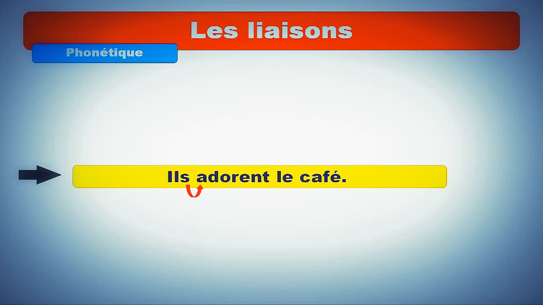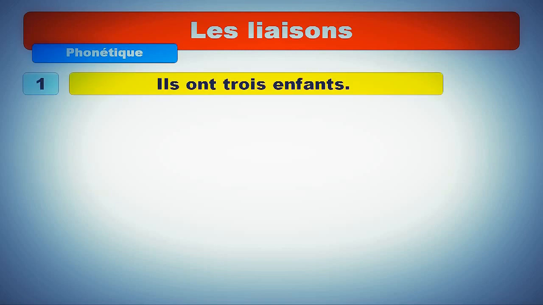Okay, so let's see now 6 examples. The first one, let's pronounce it as if we didn't make the liaison first. Ils ont 3 enfants. And then if we make the liaison, it's possible to make 2 liaisons in this sentence. The first one between ils and ont, and the second one between 3 and enfants. So we get ils ont 3 enfants. Repeat.